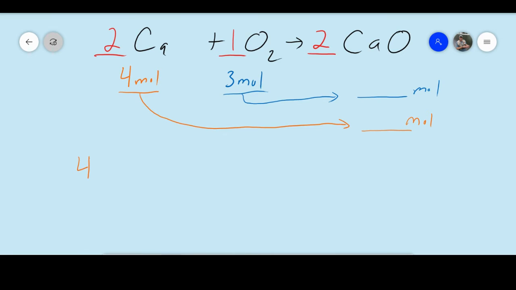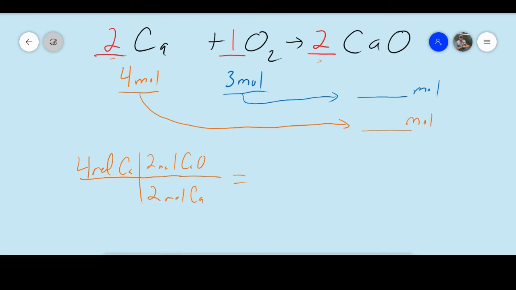So we have 4 moles of calcium. Okay, oops, I don't know why I put an L there. 4 moles of calcium, and we're just going to go straight to moles. We have to get to product in this example of one way to figure out the limiting reactant. We have to go all the way to product. And so how do we do that? We use the mole ratio. And we know it's a 2 to 2 ratio. So 2 moles of calcium will produce 2 moles of calcium oxide, right? So pretty simple mole ratio problem going from calcium to calcium oxide.